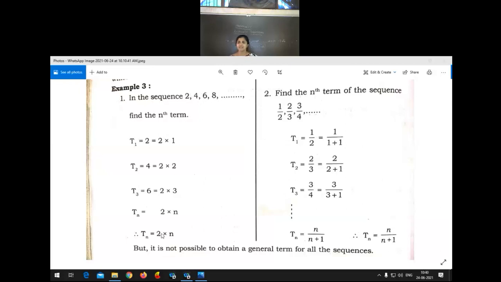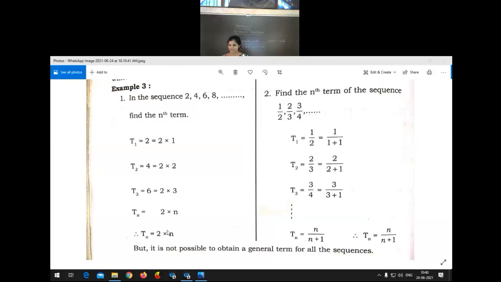For example, say you need the 10th term of this sequence. How can you calculate the 10th term? 2 into 10, that is 20. In the 10th place we get 20. Because of this general term, we got the sequence's general term as 2 into n. Can we give this type of general term to every sequence? Here we got the general term for this sequence as 2n. Is it 2n for all sequences, students?